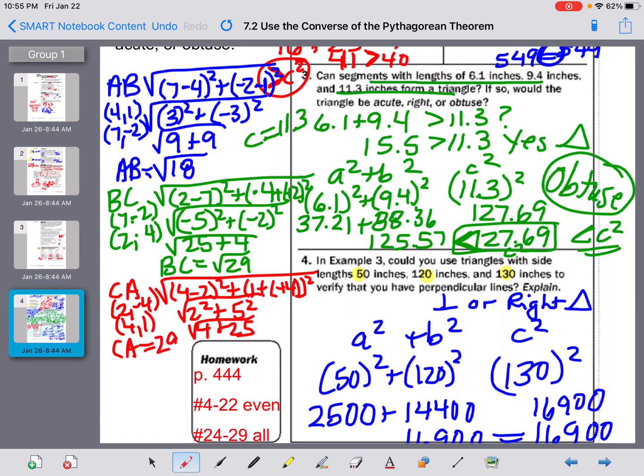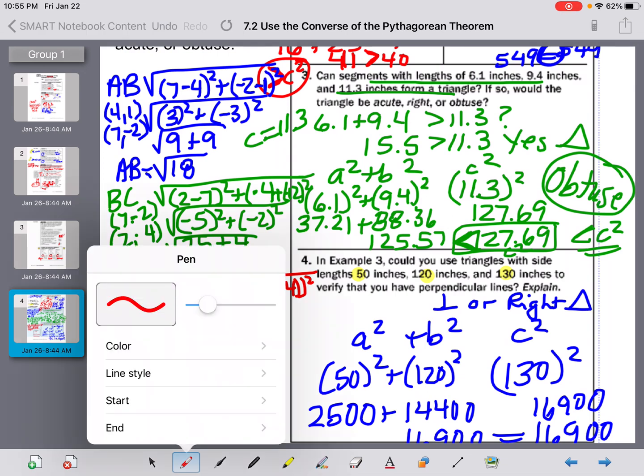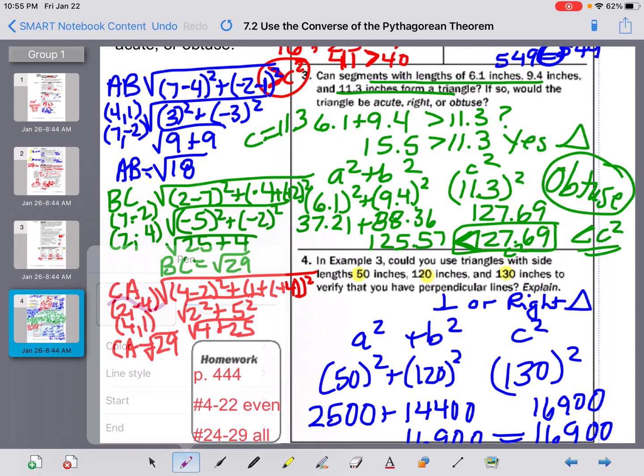Okay, so I'm running out of space here, but I really want to show us what, square root of 29. Okay, the question asked, though, is this an acute, right, or obtuse triangle? Which means I need to check it with a squared, b squared, c squared, okay? So a squared plus b squared and c squared. By the way, which one of these has to be my c squared? I'm looking for which one's bigger.